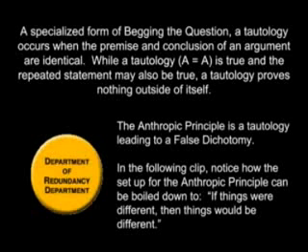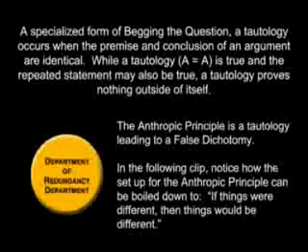Tautology. A specialized form of begging the question, a tautology occurs when the premise and conclusion of an argument are identical. While a tautology, like A equals A, is true, and the repeated statement may also be true, a tautology proves nothing outside of itself. The anthropic principle is a tautology leading to a false dichotomy. In the following clip, notice how the setup for the anthropic principle can be boiled down to, if things were different, then things would be different.